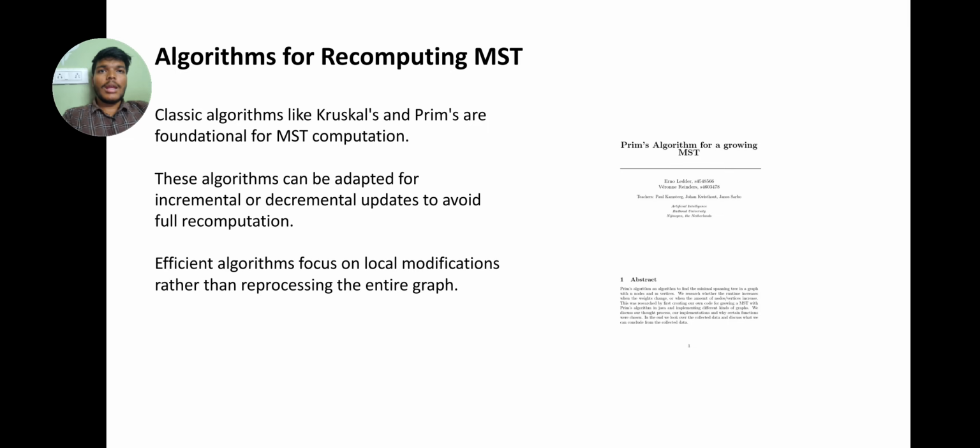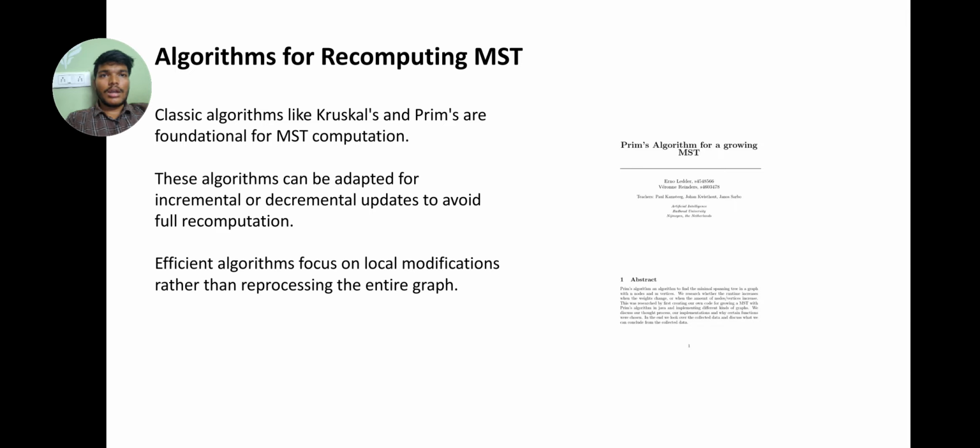Algorithms for recomputing MST. Classic algorithms like Kruskal's and Prim's are foundational for MST computation. These algorithms can be adapted for incremental or decremental updates to avoid full recomputation, and efficient algorithms focus on local modifications rather than reprocessing the entire graph.